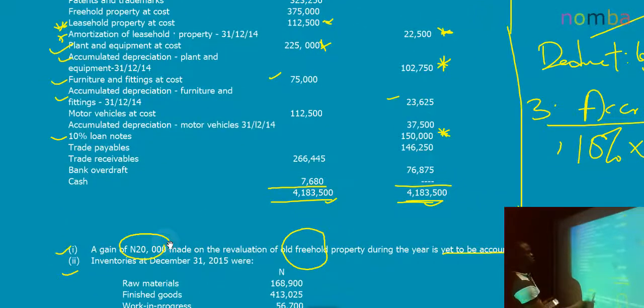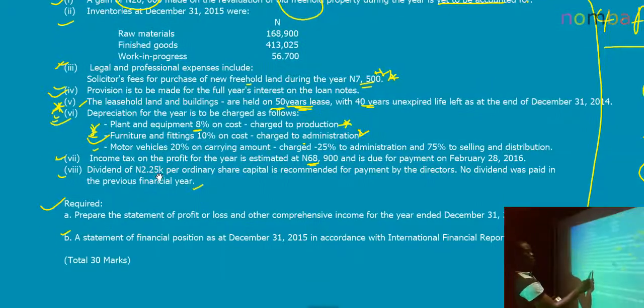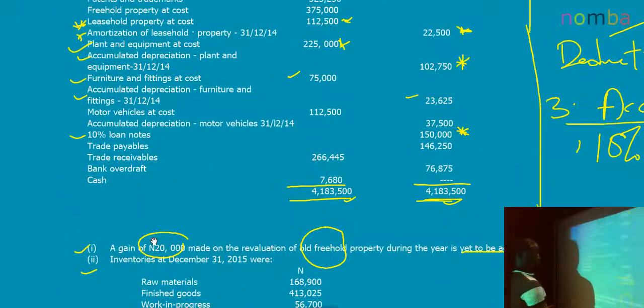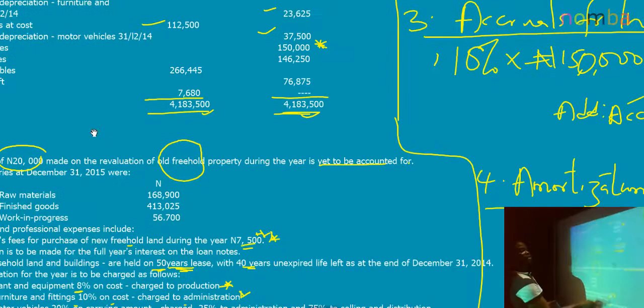Okay, so let's pick the next item. And that will be motor vehicle. And motor vehicle is charged at 20% on carrying amount, 25% to admin, 75% to selling and distribution. Okay, step by step. So let's do 20% of the carrying amount first. Okay, so motor vehicle. This is it. The cost was 112,500. And the accumulated depreciation is 37,500. So let me go and have it there.